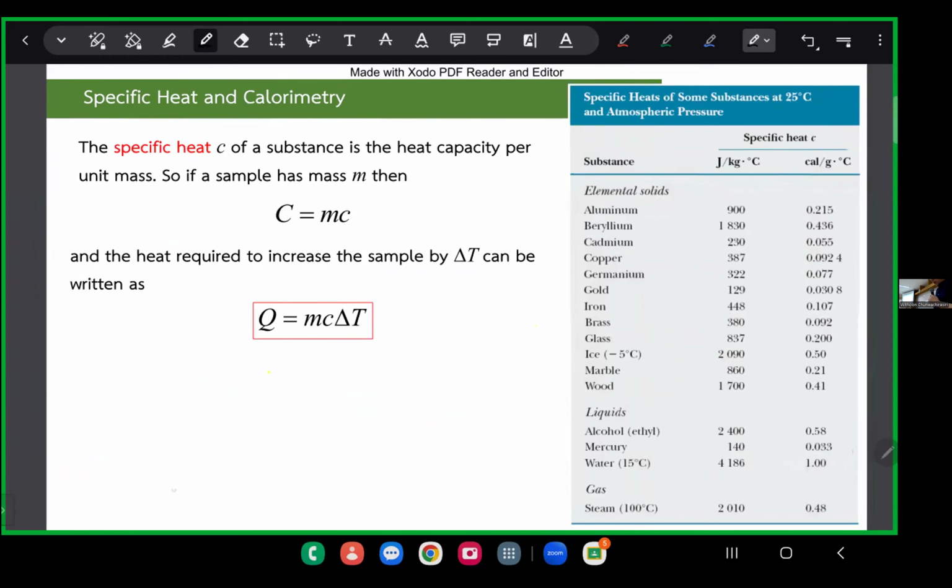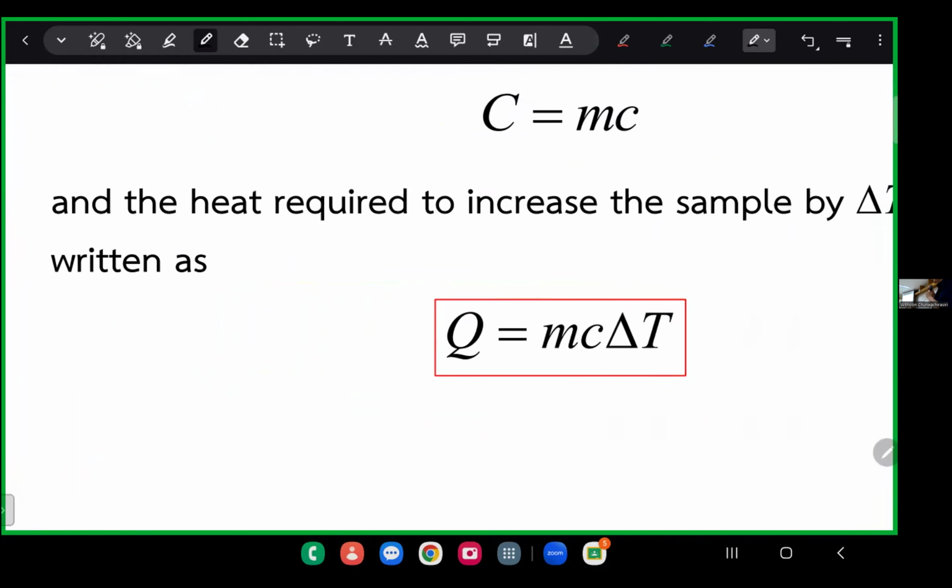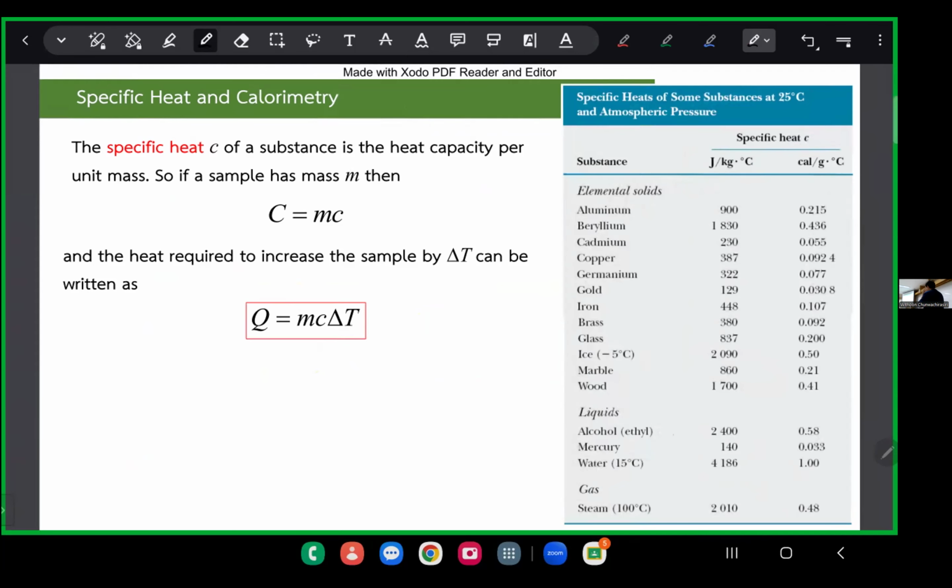But to make it more convenient, we would love to do the amount of mass times the specific heat, which is the capacity per kilogram, and then multiply by delta T. You probably have seen this somewhere in science or physics or chemistry, mc delta T. But now we understand a little bit better that it's just the energy transfer. Sounds good? All right.